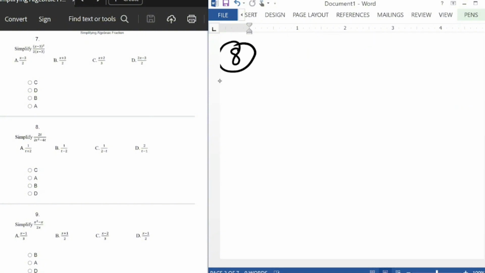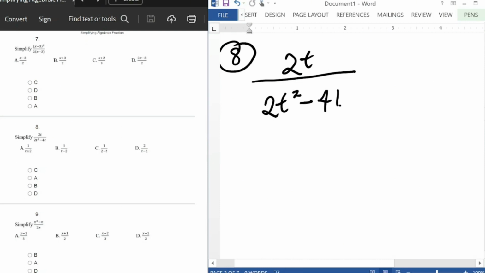Number 8, so we have 2t divided by 2t squared minus 4t, right? So we're going to do the same thing. We factorize the denominator. So what is common? What is the highest common factor of the terms on the denominator? So 2 can go, right? And t can also go, that is 2t.